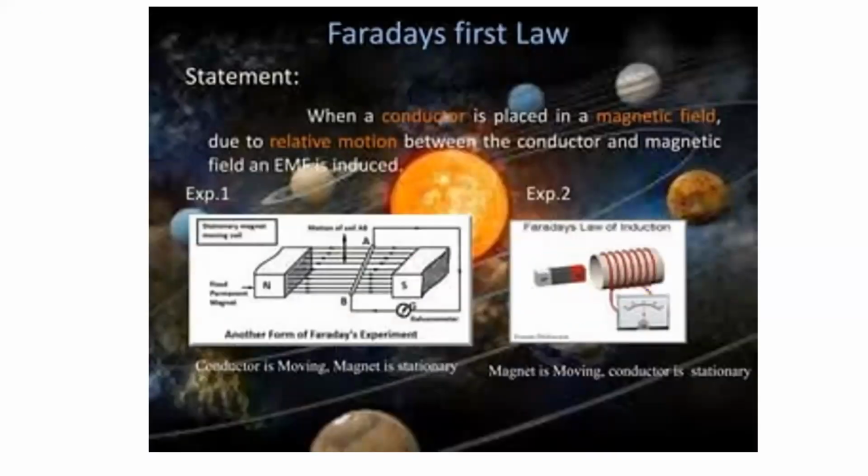So this is Faraday's law. Faraday's first law, Faraday's law of electromagnetic induction. Here we have magnets: one is a North Pole magnet, one is a South Pole magnet. In between the two magnets, there is a magnetic flux. A magnetic field is present between the North Pole and South Pole. A conductor is placed between these two magnets.